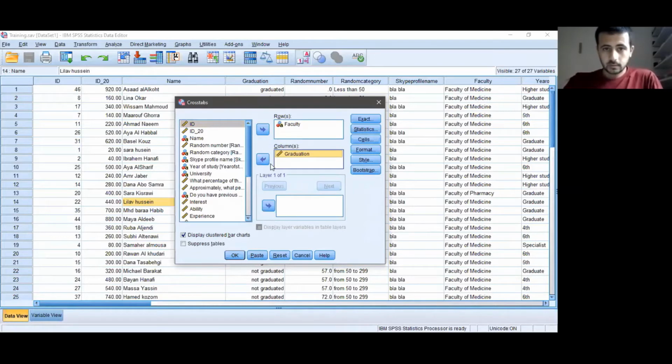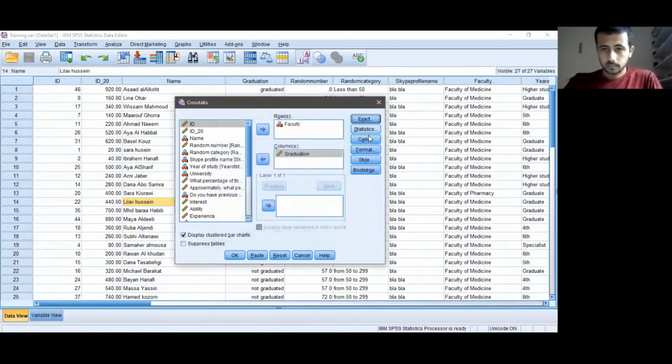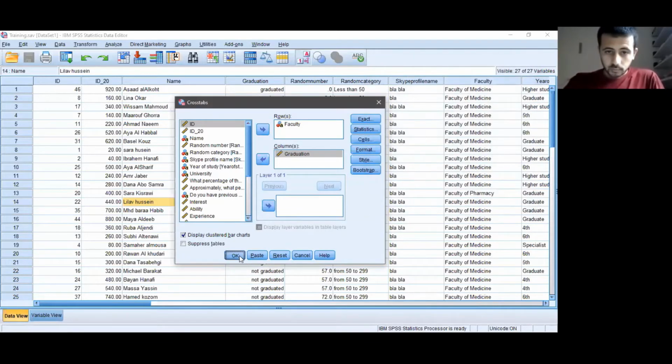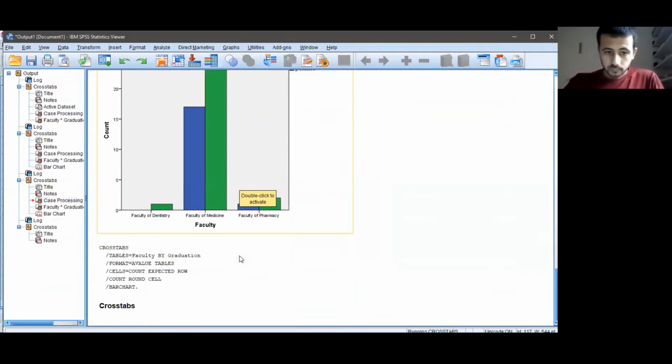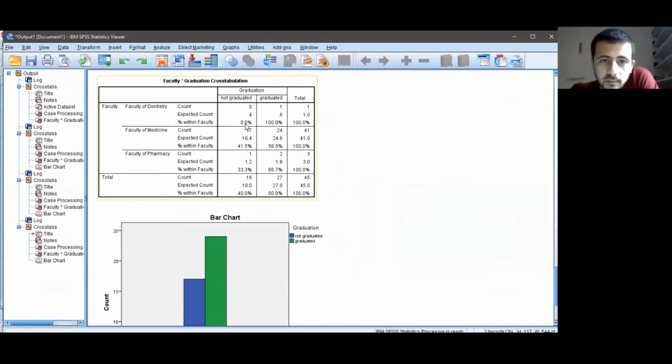Let's take the same ones. For the cells, let's take the percentages. We can take the percentages just from the row and continue. Here it is a little bit more complex. What do we have in here? A percentage within the row.